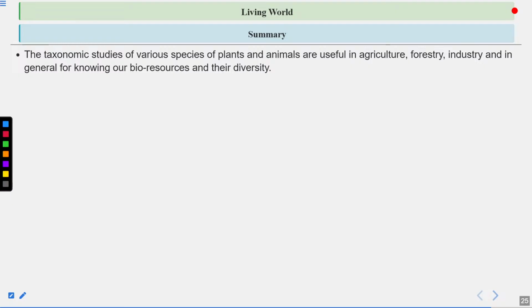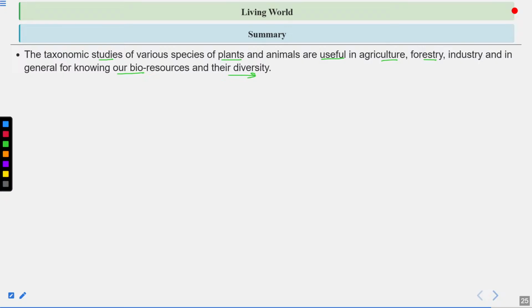Let's discuss the summary of the theory that we have discussed. Taxonomic studies of various species of plants and animals are useful in agriculture, forestry, industry, and in general for knowing our bioresources and their diversity. We are classifying the organisms into various groups so that we can easily study them. These animals and plants can be used in agriculture to increase crop yield, in forestry, and in industry, so they have a lot of industrial applications. We have isolated a lot of antibiotics from them, and we get a lot of medicines from them, which are known as biopharmaceuticals.